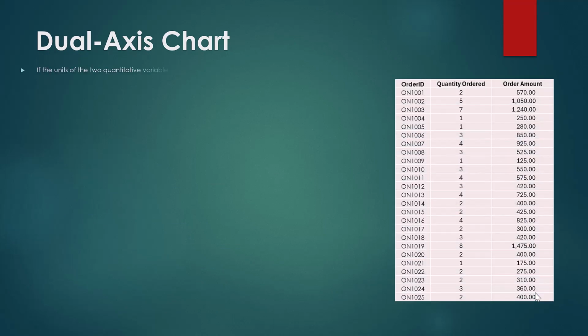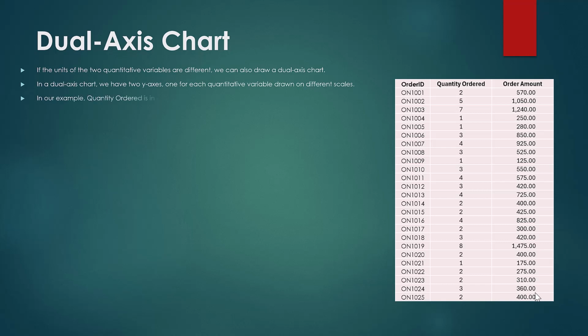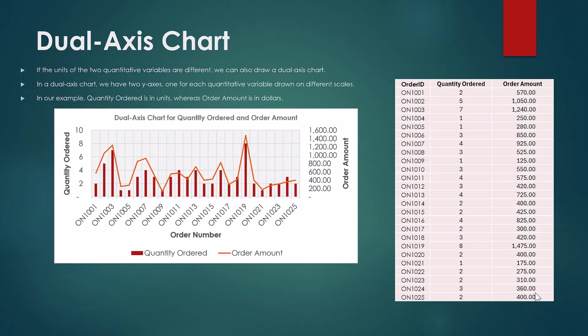Dual axis chart. If the units of the two quantitative variables are different, like in our example, we can draw what is called a dual axis chart. In a dual axis chart, we have two y-axes, one for each quantitative variable, drawn on different scales, different units. So in our example, quantity ordered is in units, whereas order amount is in dollars. So here's a dual axis chart. Notice it has two y-axes. One on the left, quantity ordered, one on the right, order amount.